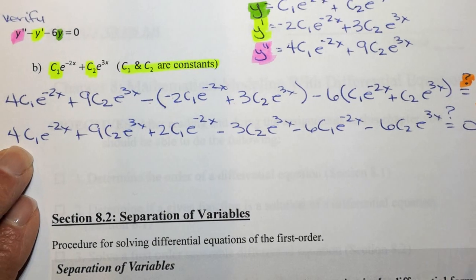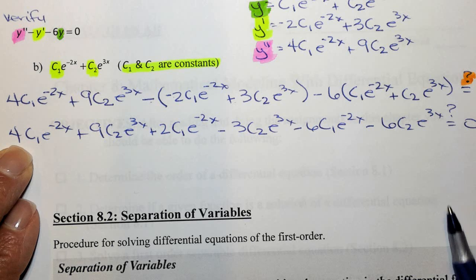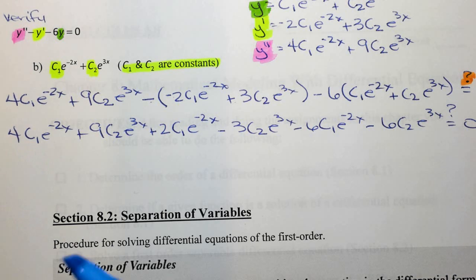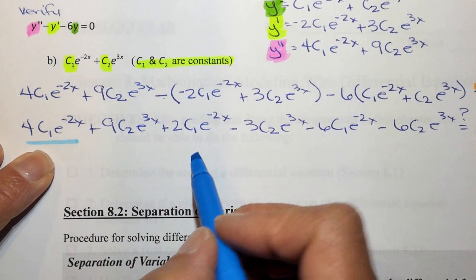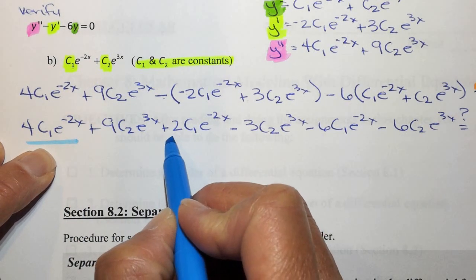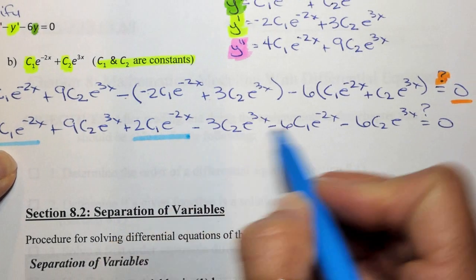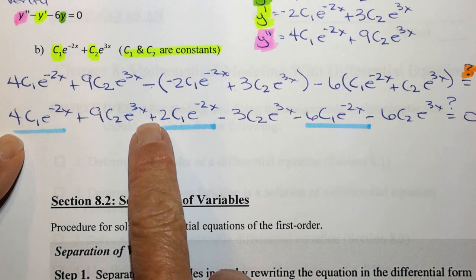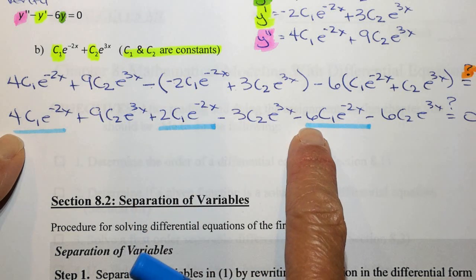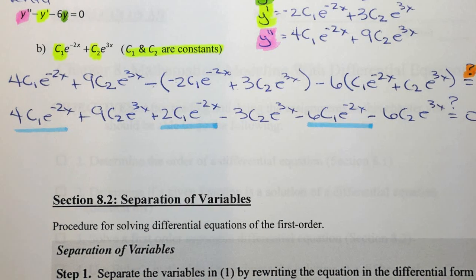Okay, so let's take a look at what we have here. I've got all my terms with c sub 1, so let's look. I've got this one with an e to the negative 2x. I've got this one, and I've got this one. So 4 plus 2 is 6, minus 6 is 0. Okay, so these are now gone.